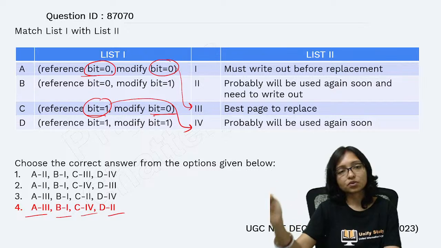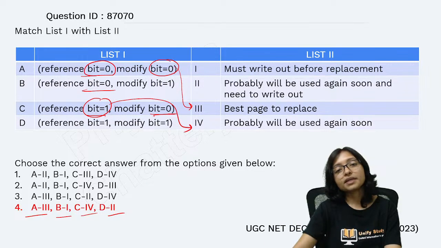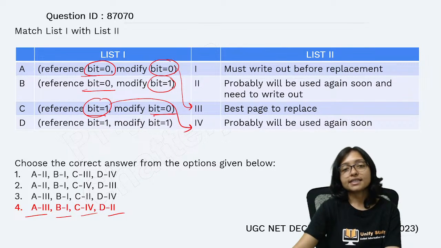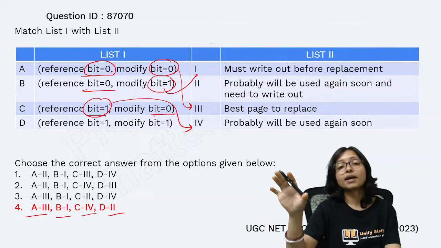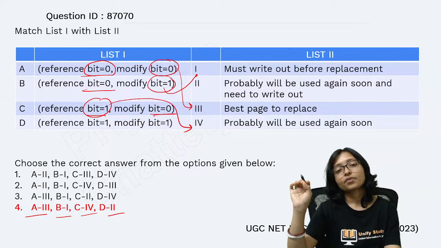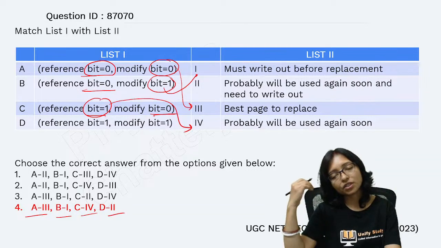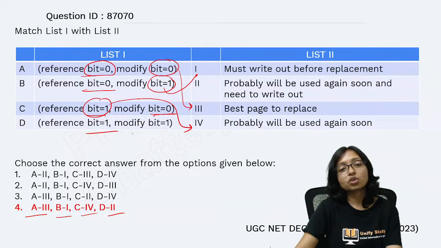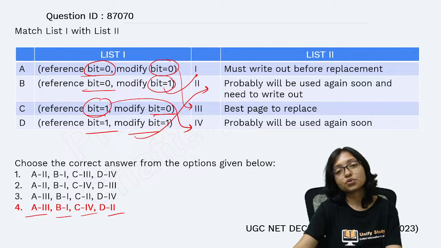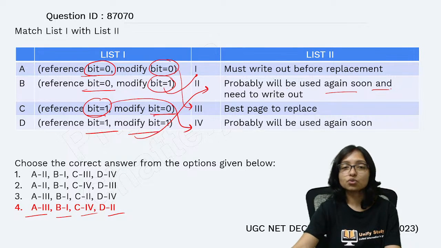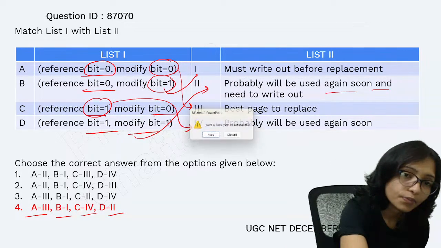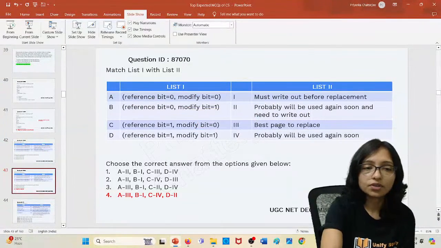Reference bit is 0, which means it is not referenced by anyone, but modified bit is 1, which means you need to write it. It must be written before the replacement. That's why B will be 1, because it is modified by someone. It is now a dirty bit, a dirty page. That's why you need to write it out. When both are 1, then probably it will be used again soon and needs to be written out again. I hope this is clear to everyone.